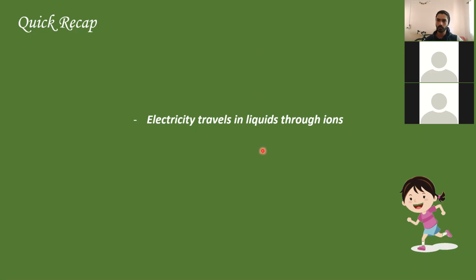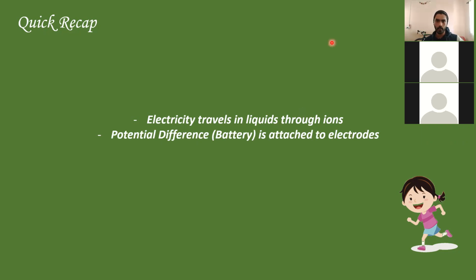Electricity travels in liquids through ions. Thank you so much, Jatin. So folks, electricity travels through ions in a liquid solution. We saw that in solids it travels through electrons. There's a big difference. You have to keep it in mind that in liquids it's through ions. Now the second point, who's going to read?